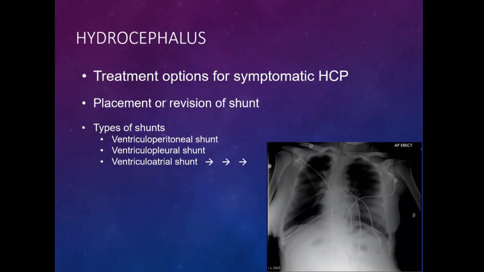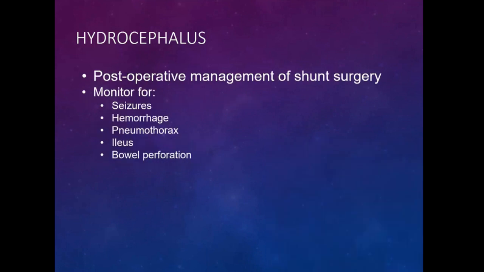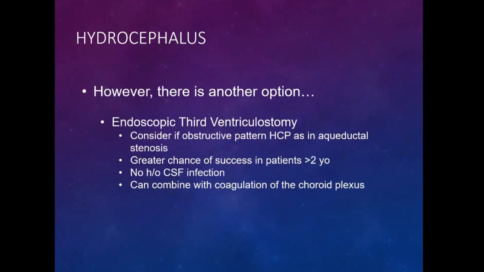It works in some communicating patients, but it's not as effective, and it works best in patients greater than 2 years old with no history of any kind of CSF infection. And in infants, it often works better when you combine it with a coagulation of the choroid plexus, which makes the spinal fluid. Any questions?